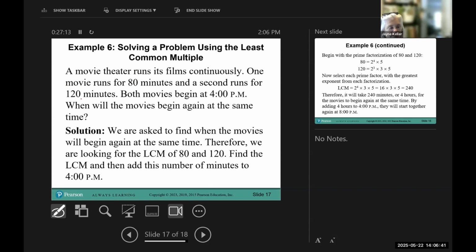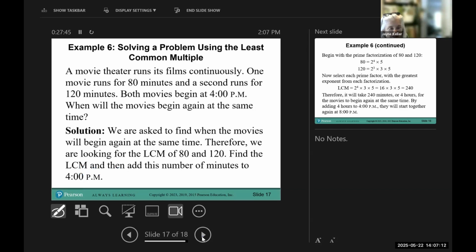Oh, and guess what? I didn't even do that on purpose, but it's related to the one we did in the previous slide. We had 12 and 8, and we said 24 was the least common multiple. Well, 80 is 10 times 8, and 120 is 10 times 12. So the least common multiple is going to be 240. And if that was a little too much math for you, let's take a look on the next screen.